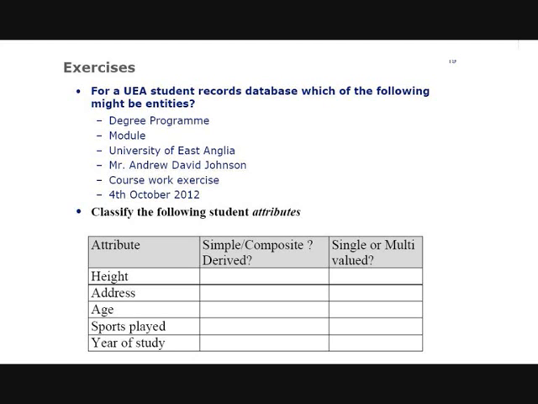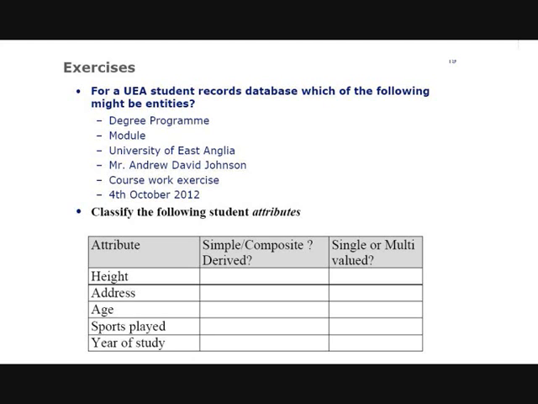Simple, because it's only going to be made up of one component. But is it single or multi-valued? Multi-valued. So single is different to multi-valued. Single means how many components there are. Multi-valued means can we have more than one value of the same. Okay. What about the year of study?